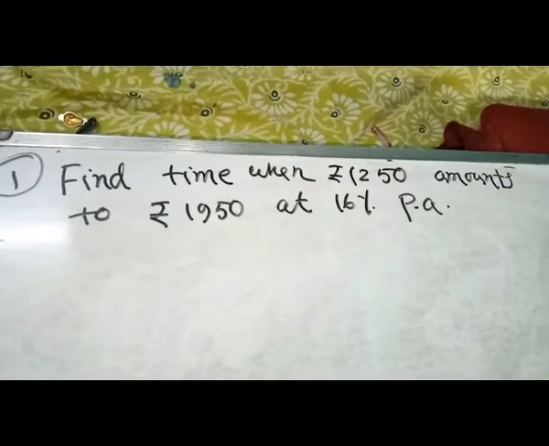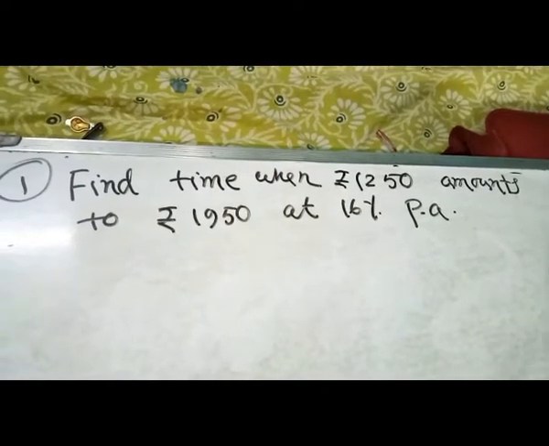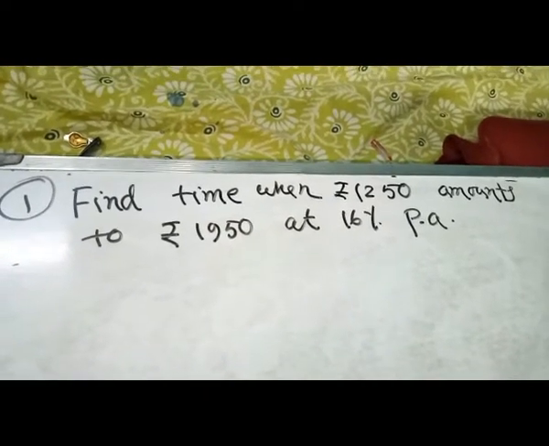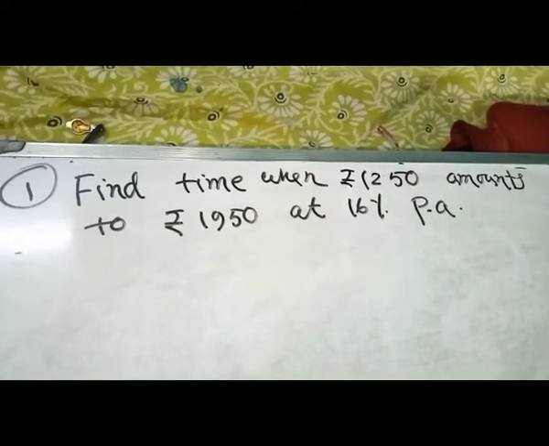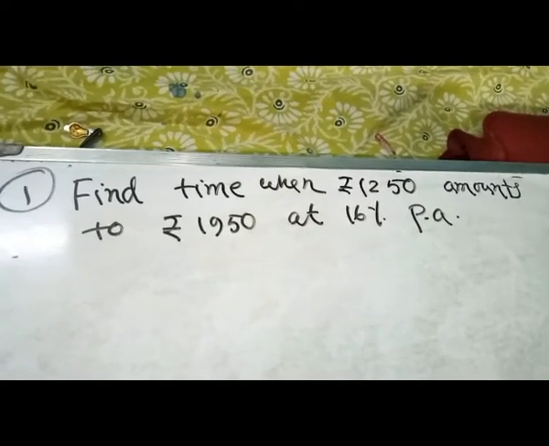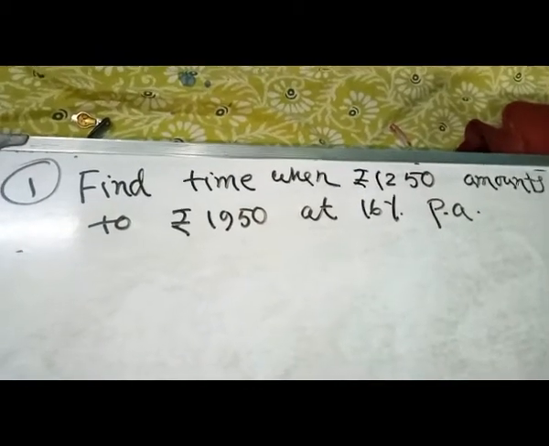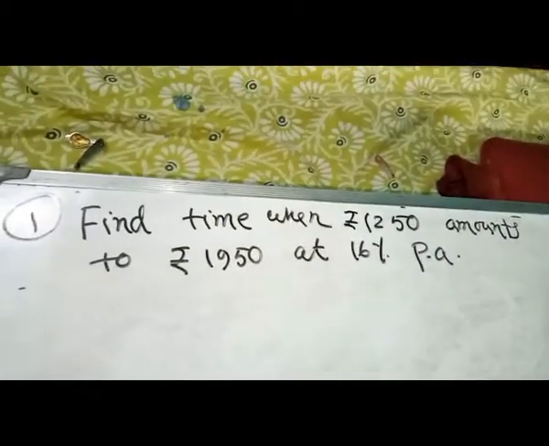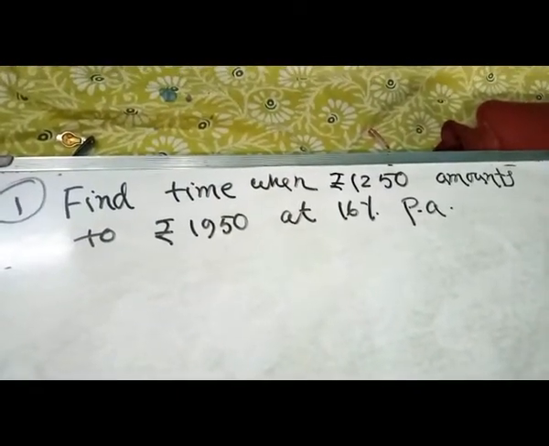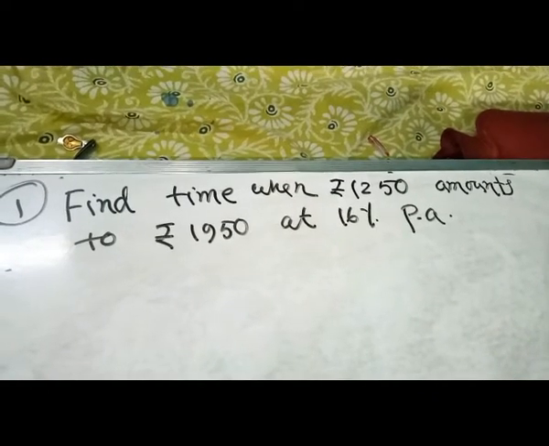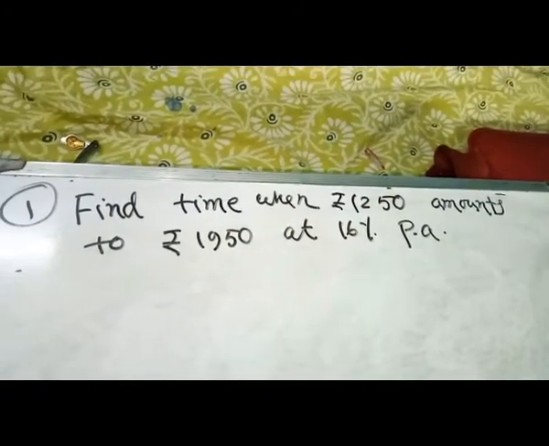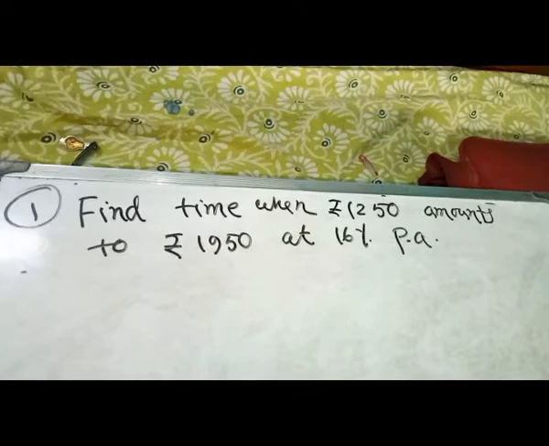Dear student, today I am going to discuss a few sums from the exercise on simple interest. A few days before, I already discussed the formula and the procedure of this sum. Today you have seen that one sum is already written on the board. Now how to solve it? You see, find the time when rupees 1250 amounts to rupees 1950 at 16% per annum interest. Then what to do?